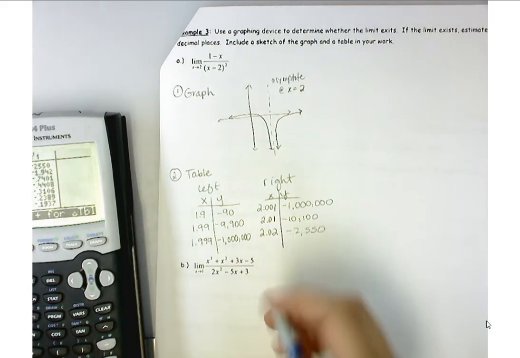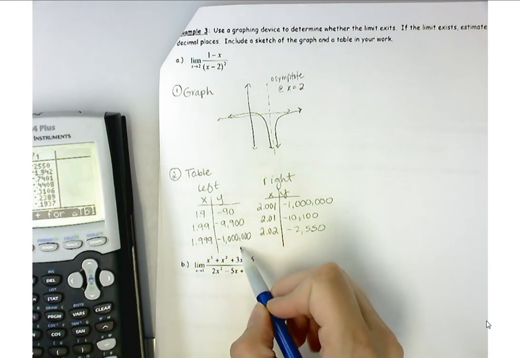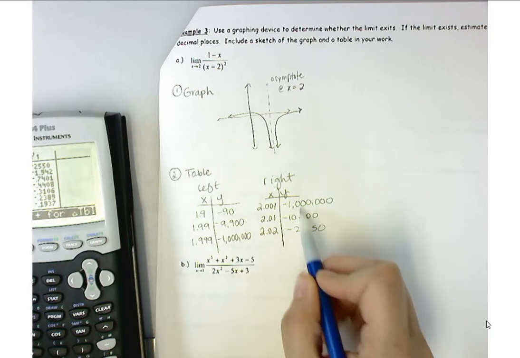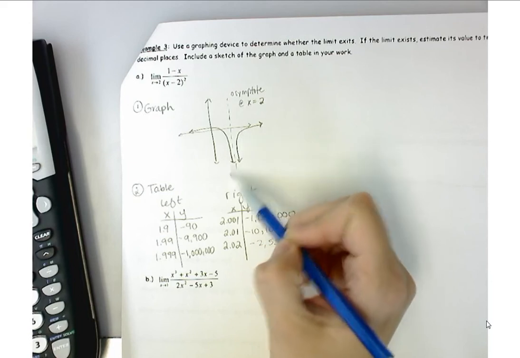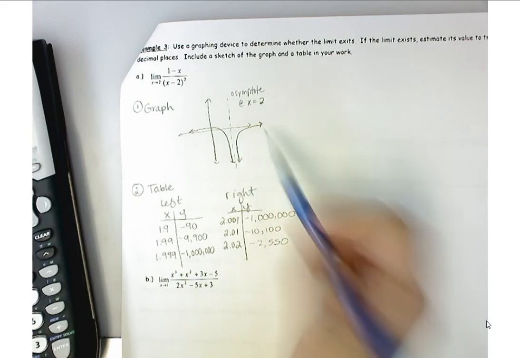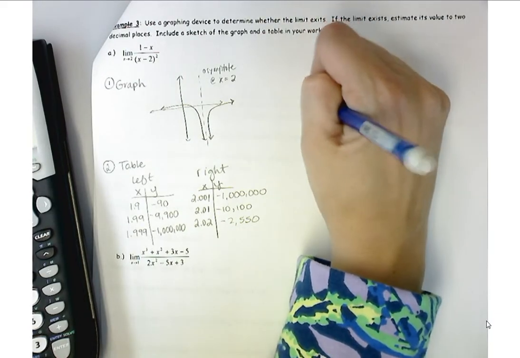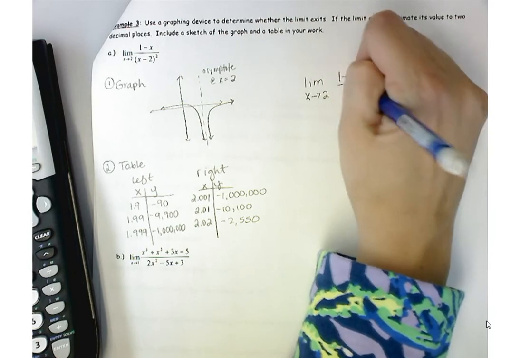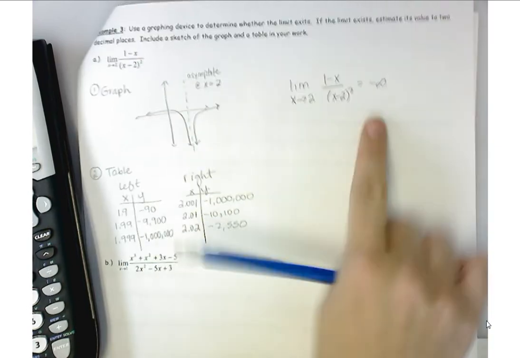Okay, so for this, you can see that this is going to keep going down. So it's going to approach negative infinity. This side is going to keep going where? Up. So this side's going to keep going up. You can look too and see, oh look, both of these are going down to negative infinity. This side is coming up here. So this is going to be a case where the limit does not exist. So we would do the limit as x goes to 2 of 1 minus x over x minus 2 squared equals, it does equal negative infinity.